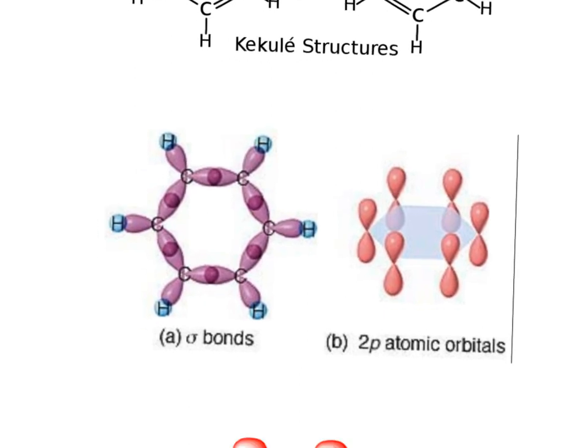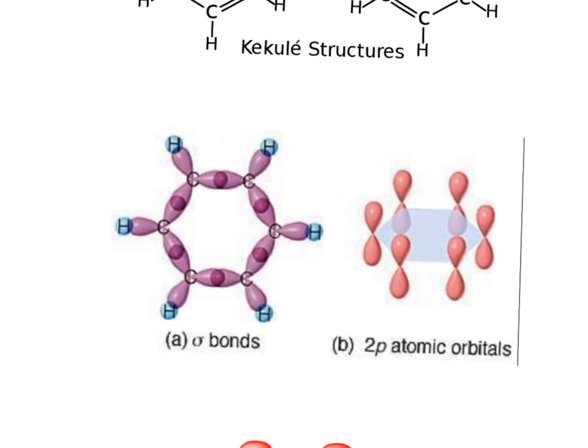And then what we have on the left-hand side here is the sigma framework. Okay, it's better than how I drew it. But then you can bring in the unhybridized P's, and you get a little bit of a perspective of it from the hexagon. So that's perpendicular to the plane of the hexagon.